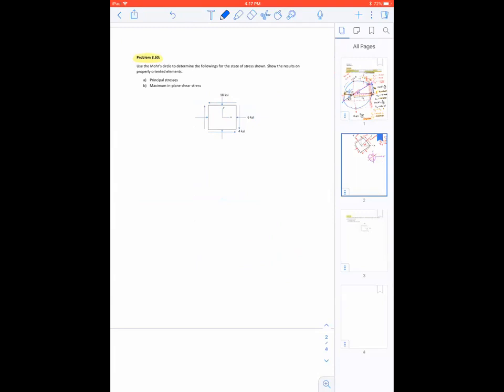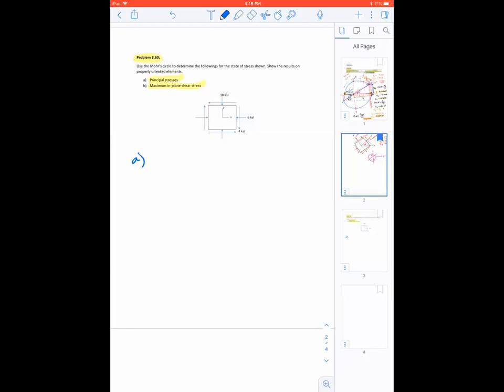Use the Mohr circle to determine the following for the state of stress shown. Show the results on properly oriented elements. So the question asks, for this problem, what is the principal stress? What is the maximum in-plane shear stress? It doesn't give you any angle and ask for the stresses along that angle. It just straight away asks you what are the principal stresses and the maximum in-plane shear stress. So let's look at this problem.